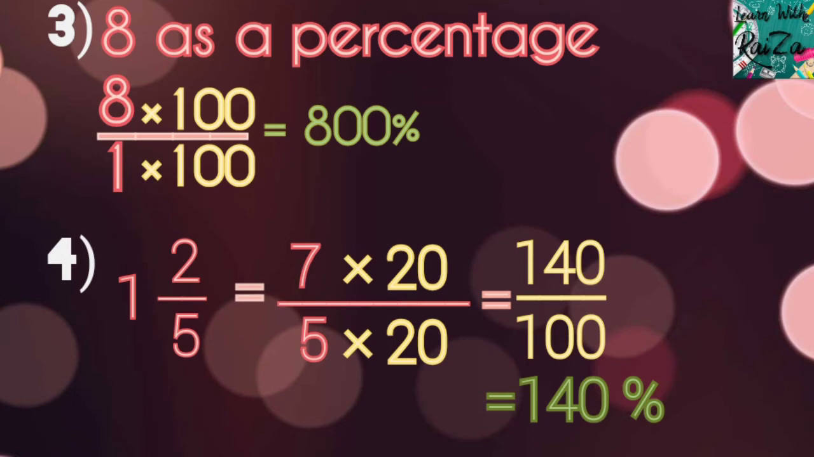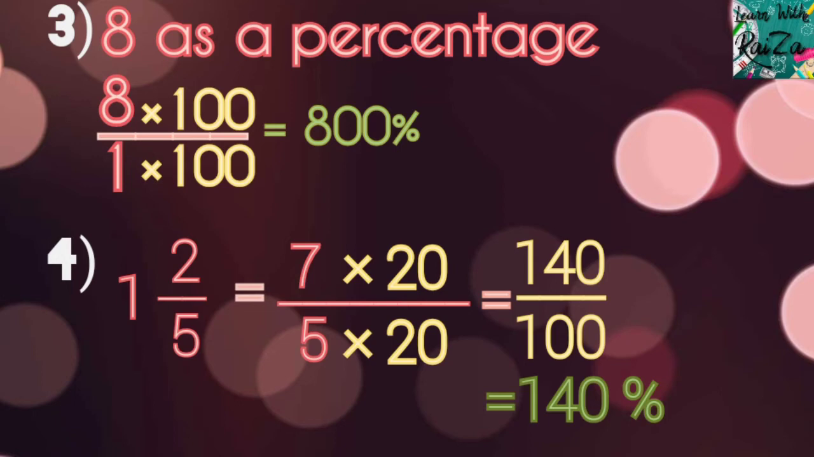So, denominator 5 multiplied by the whole number, that is 5 times 1 is 5. Add that to the numerator 2. So, 5 times 1 is 5. 5 plus 2 is 7. So, what you get is the improper fraction 7 upon 5. Now, just like the previous ones, you have to make the denominator 100.